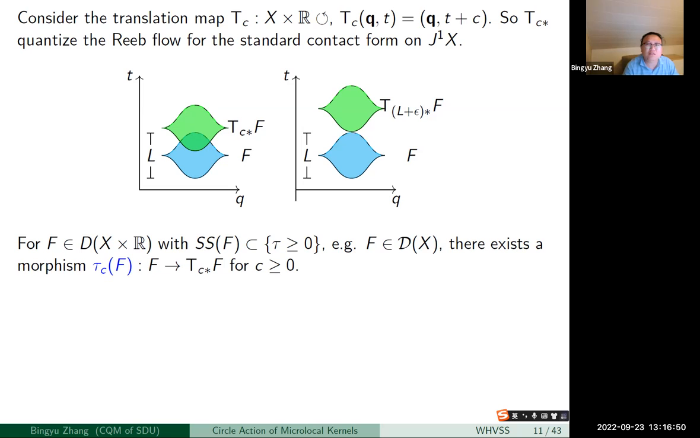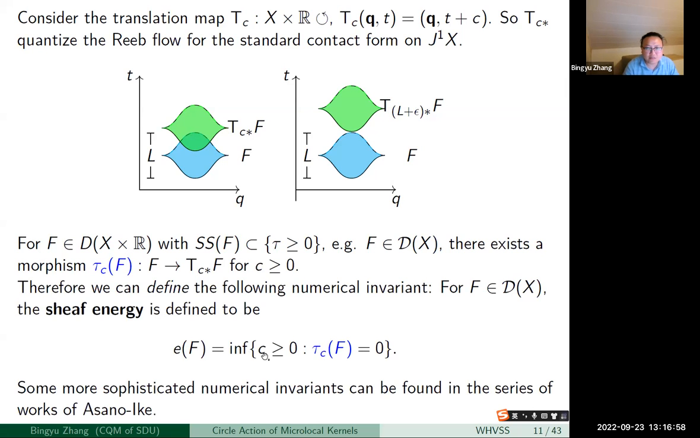If you translate by something bigger than L, then tau_c is 0. And then if we define the minimum c such that tau_c is 0, we will find some numerical invariant. Here we call it the shift energy. In this example, we will find that the shift energy equals L, which is the length of this Reeb chord. And actually, we have some more sophisticated numerical invariants in the work of Asano and Ike. And now I want to explain them.